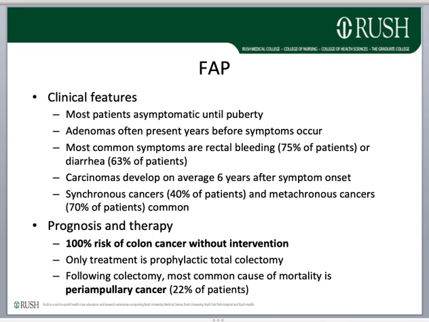There's a 100% risk of colon cancer developing without any intervention. Because of synchronous and metachronous cancers, the only treatment is prophylactic total colectomy. However, following colectomy, because of the presence of gastrointestinal polyps throughout the GI tract, the most common cause of mortality is the development of periampullary cancer, which occurs in about 22% of patients.